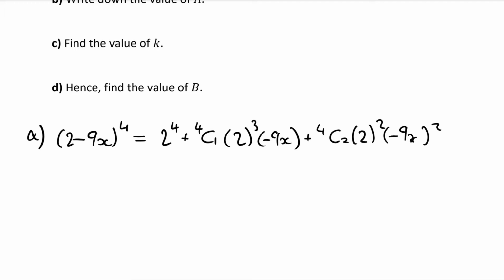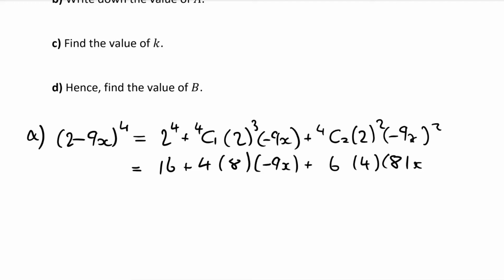And we'll stop there because we're only looking for the first three terms. Simplifying that, we then get 16 plus 4 times 8 times minus 9x plus 6 times 4 times 81x squared. And finally, we can simplify all of that to 16, take away 288x plus 1944x squared.